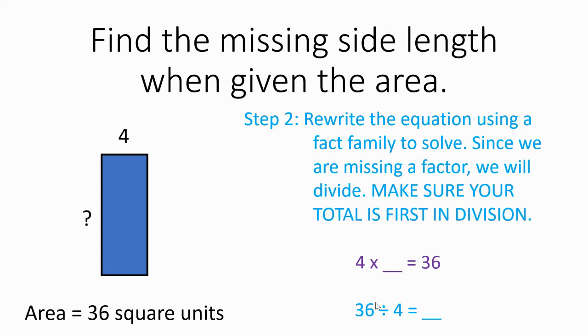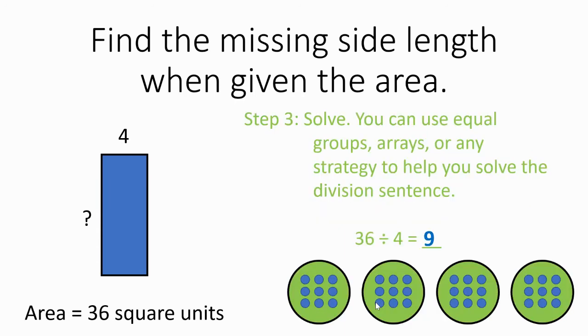Since I'm missing one of my factors, I can rewrite this as a division sentence. You have to make sure that your total is the first number in your division sentence. So it has to be written 36 divided by 4 equals blank. We cannot write it as 4 divided by 36. Your total has to come first, just like in subtraction. After I rewrite this equation into a division sentence, I can solve this.